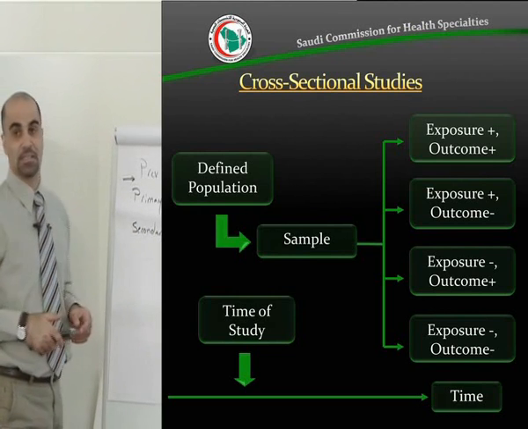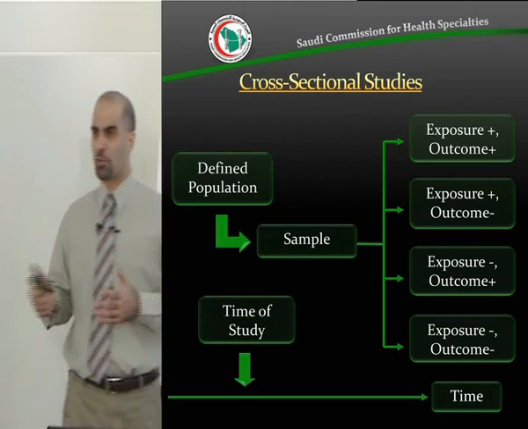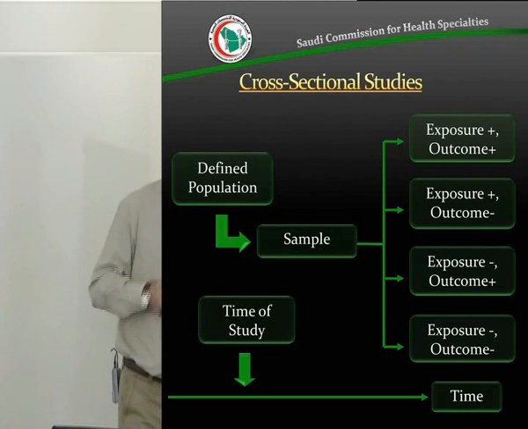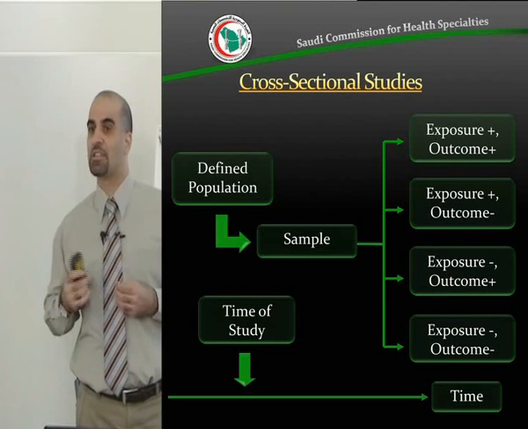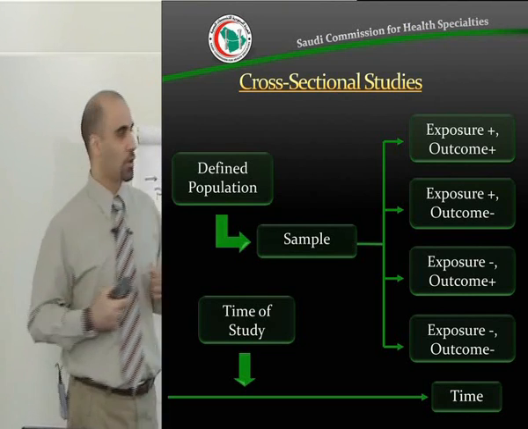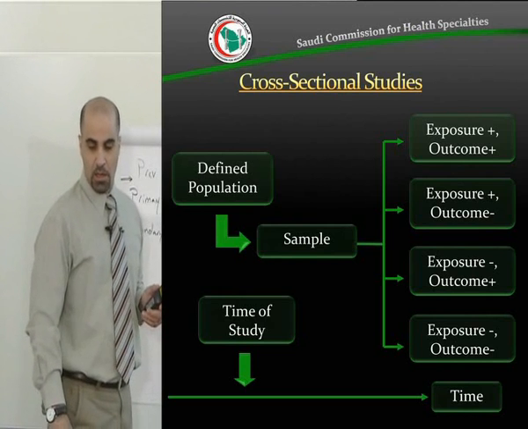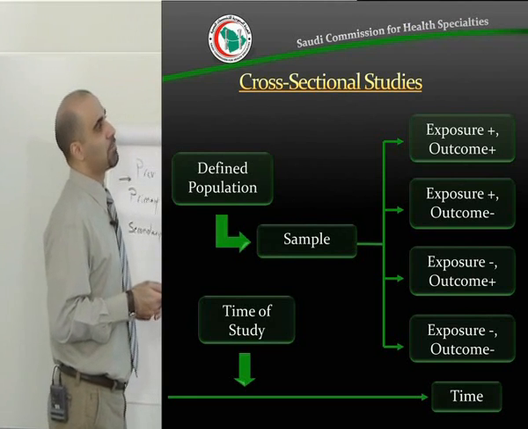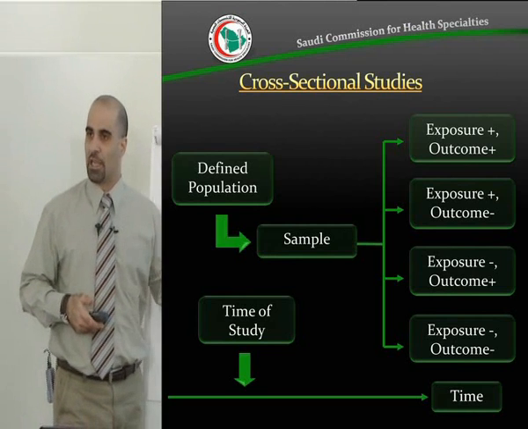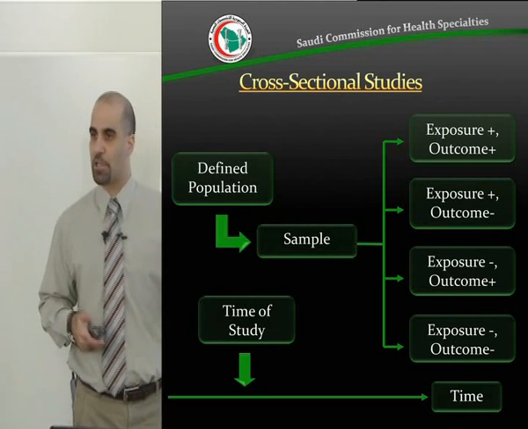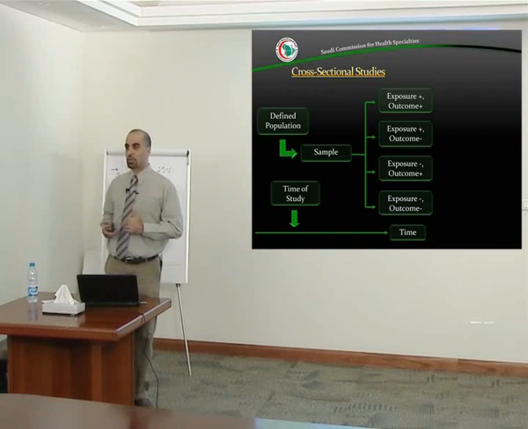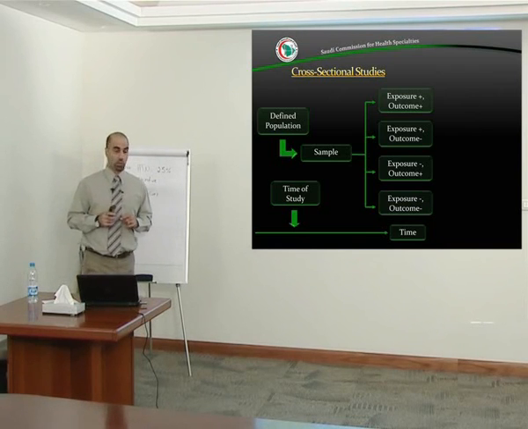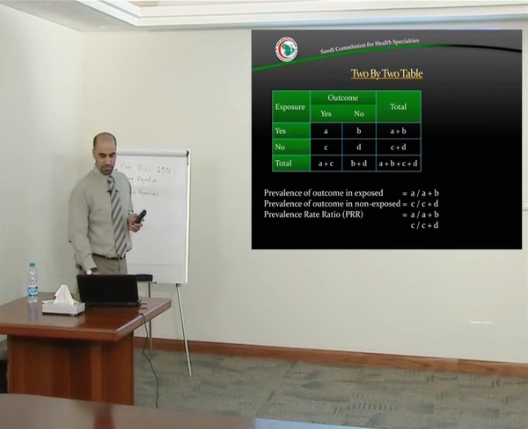So in the defined population, I'll take a sample. There are so many different ways to take the sample. The best way is to take it in a random fashion, so that each member of this whole population will have the same chance of being in my sample. Once I take my sample, let's say I take 300 people from the community, I'll start measuring their exposure and outcome. Are you educated, non-educated? Are you a male, a female? Do you have hypertension, no hypertension? Are you physically active, yes or no? So basically, I record all the information at one point in time, and then I divide people into different groups. So this is the layout of a cross-sectional study.